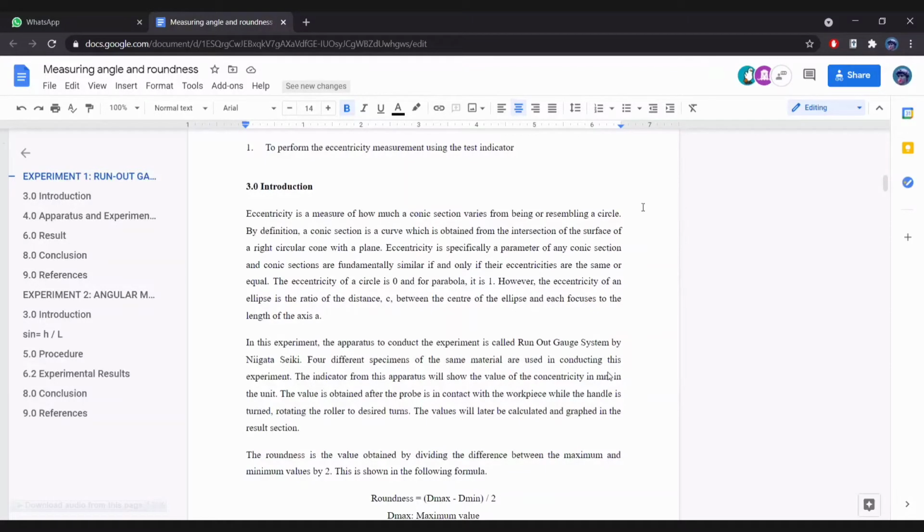The eccentricity of a circle is 0, and for a parabola it is 1. However, the eccentricity of an ellipse is the ratio of the distance c between the center of the ellipse and each focus to the length of the axis a.